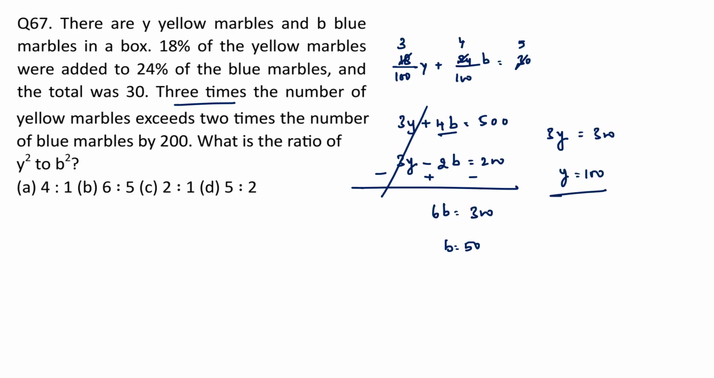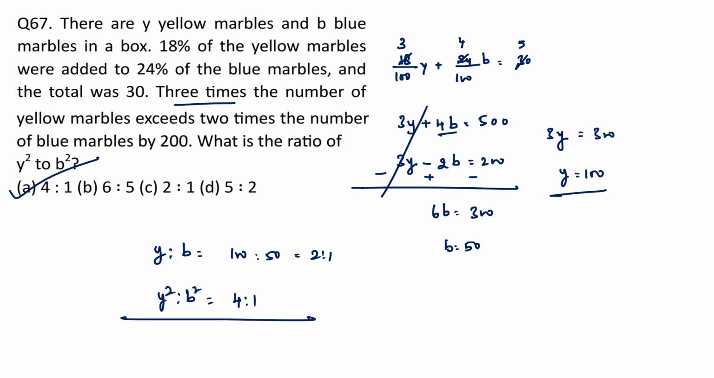So what is he asking? What is the ratio of Y square to B square? So if you look at Y is to B, 100 is to 50, which is 2 is to 1. But Y square to B square means it is 4 is to 1. First find out Y is to B, then after that, square it.